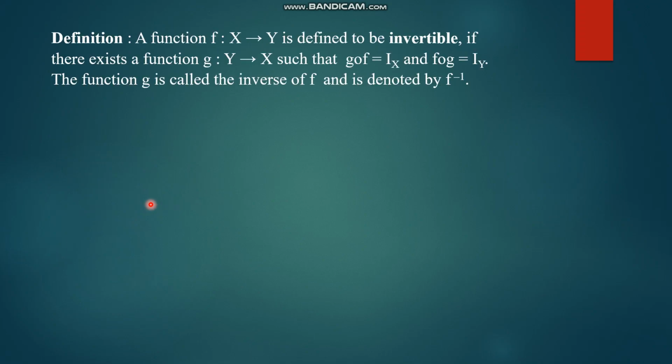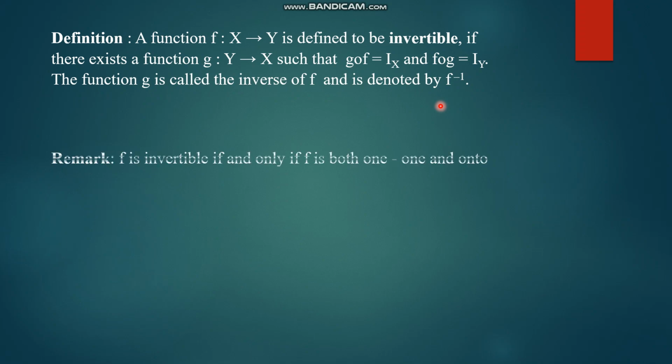Now let's move on to the next part, which is invertible functions. A function f from X to Y is defined to be invertible if there exists a function g from Y to X, which is the reverse of X to Y, such that g composite f is Ix, the identity function in X, and f composite g is the identity function in Y. Then the function g is called the inverse of f and is denoted by f inverse. And we should know that there is one more definition, that is f is invertible if and only if f is both 1-1 and onto. If a function is both 1-1 and onto, the reverse thing can be a function. Therefore it should be both 1-1 as well as onto, or the function should be a bijective function.